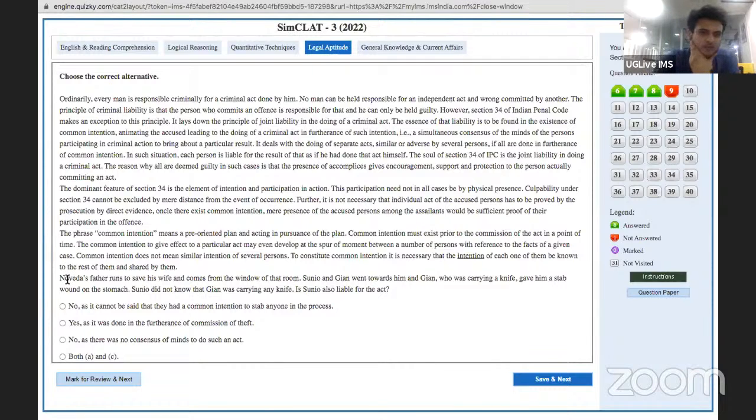Novida's father ran to save his wife and comes from the window of that room. Sunil and Gyan went towards him, and Gyan was carrying a knife and gave him a stab wound on the stomach. Sunil did not know that Gyan was carrying any knife. Is Sunil also liable for the act? Liable for the act. Consensus of mind.